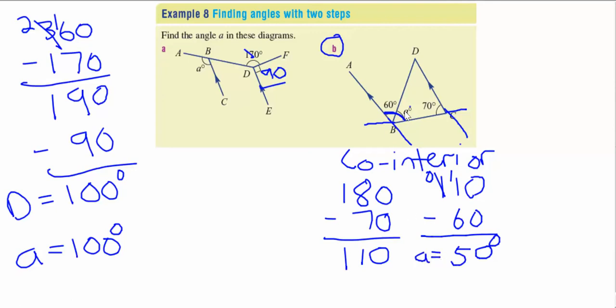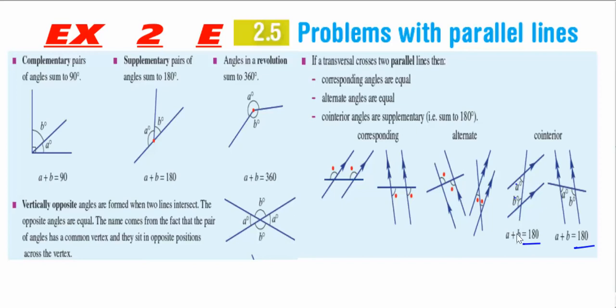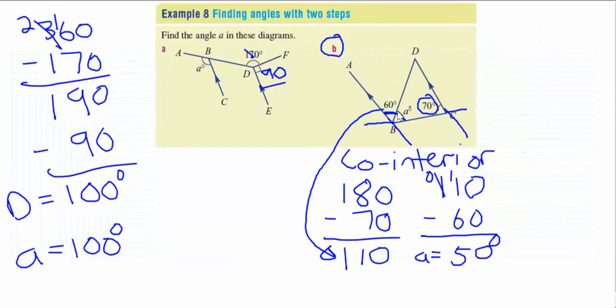So A is 50, 60 plus A is 50 gives us 110 in total. So that all equals this, and then 110 plus the 70 over here equals 180. That gives us our co-interior angles, and that's what this is saying. Co-interior, add A and B, gives us 180. Our A angle here, our B angle here, add them both up, 110 plus the 70 gives us 180. So our A is 50 degrees.